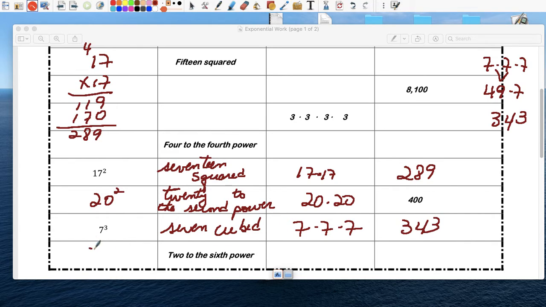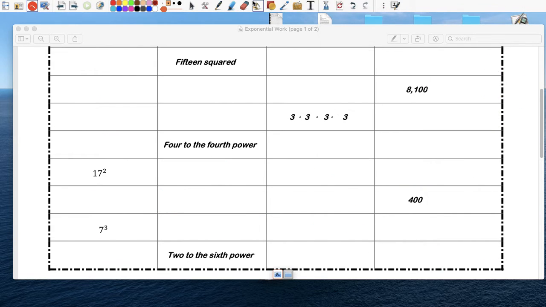2 to the 6th power. 2, 4, 8, 16, 32. Final answer, 64. Okay, so it's not too complicated. Okay. Let's go to the other handout.